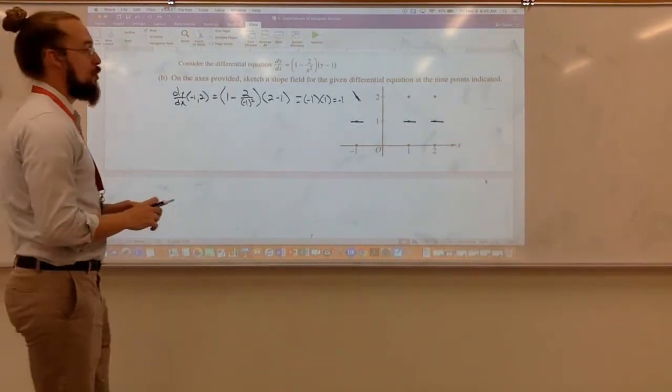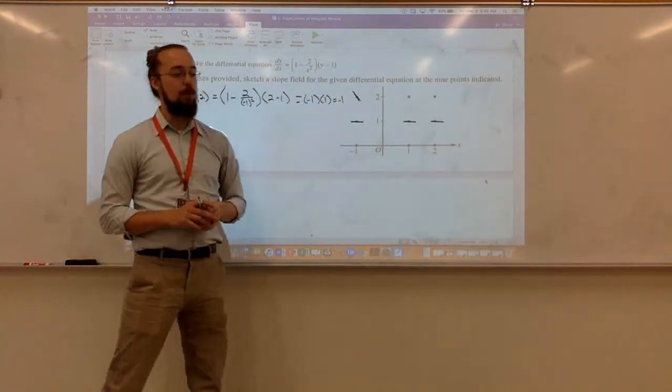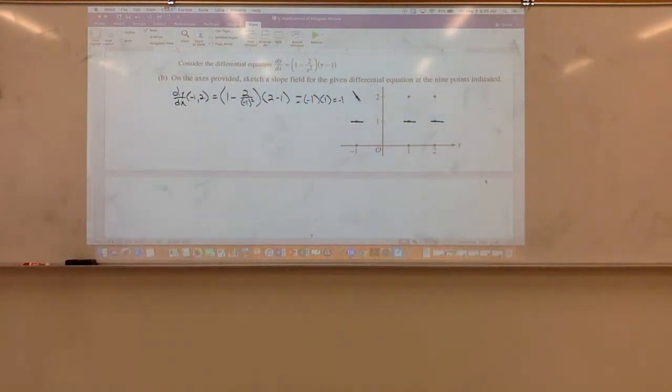It does turn out that we would have to plug in the rest of these coordinate points, and they will be non-zero slopes. This is one of those things where there's going to be like one question on the AP that's about slope fields.